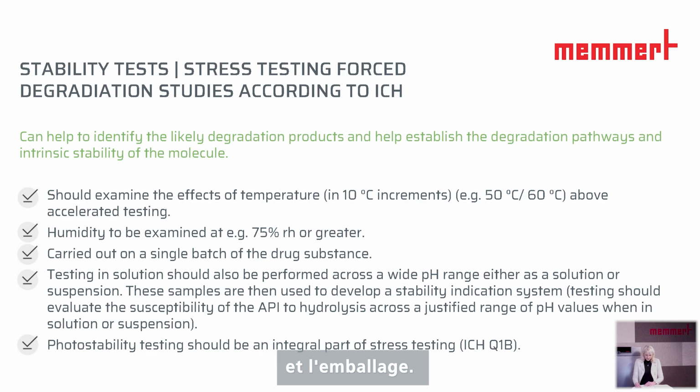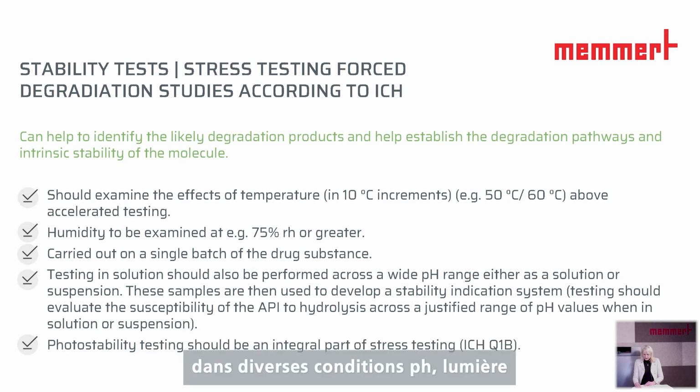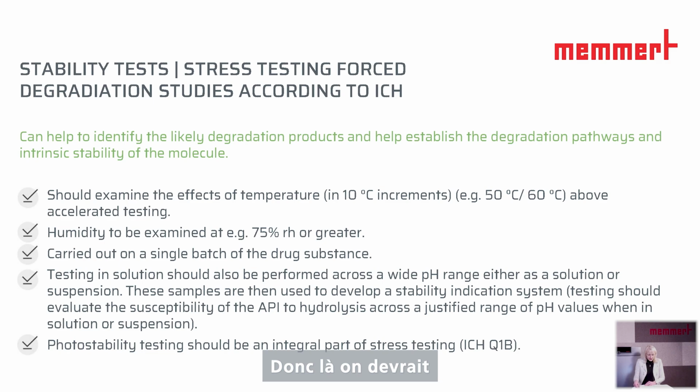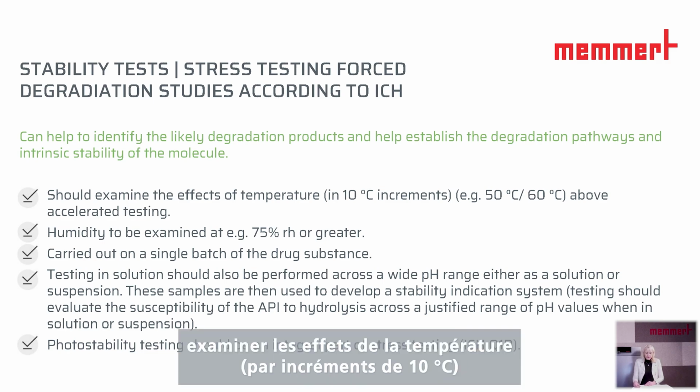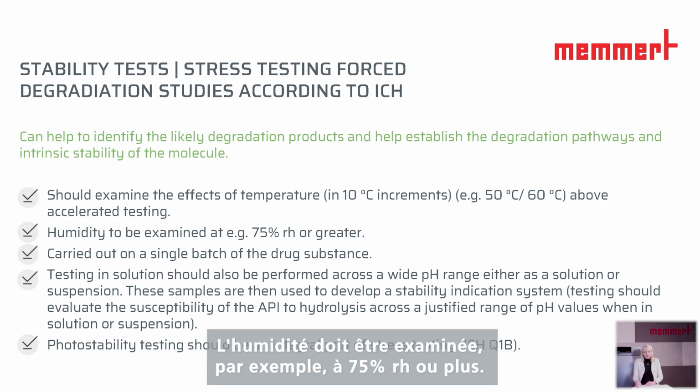The guideline requires conducting forced degradation studies under a variety of conditions such as pH, light, oxidation, dry heat. It is mentioned that one should examine the effects of temperature in 10 degree increments, e.g. 50 degrees, 60 degrees above accelerated testing. The humidity is to be examined at 75% RH or greater.